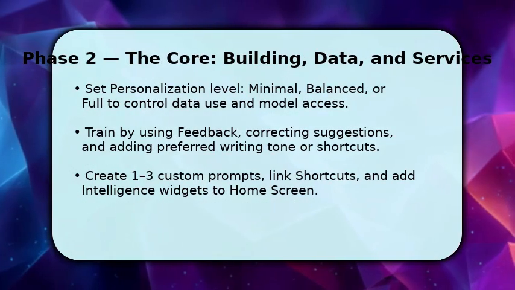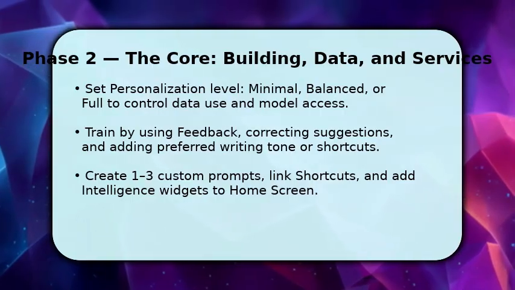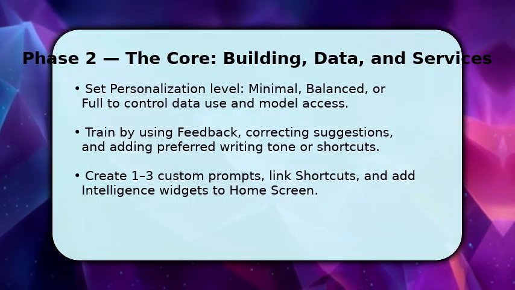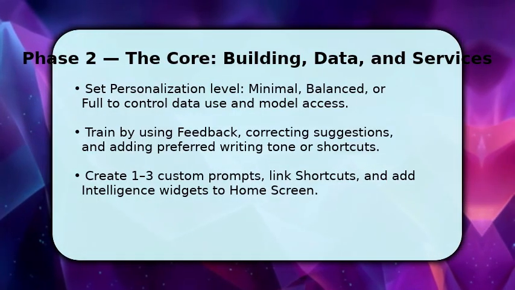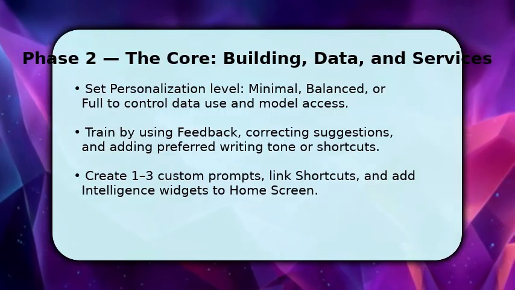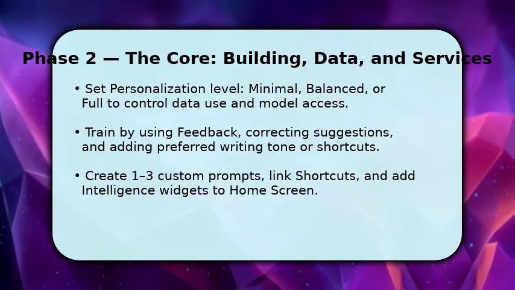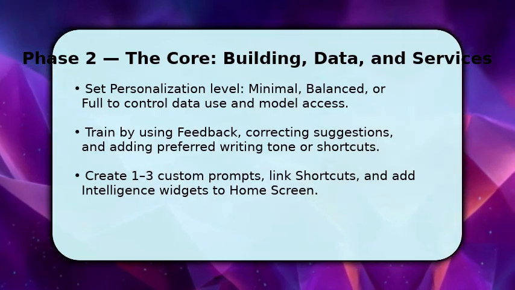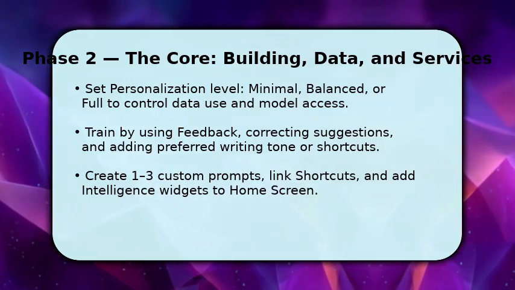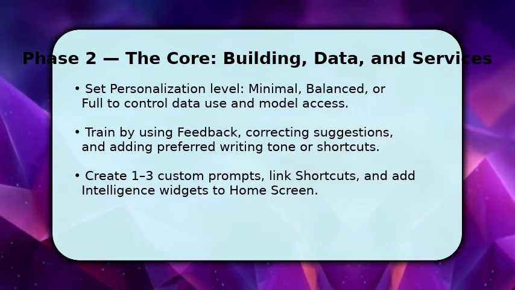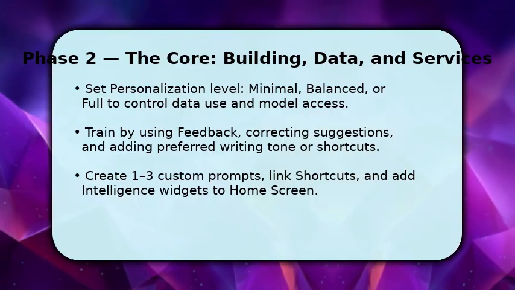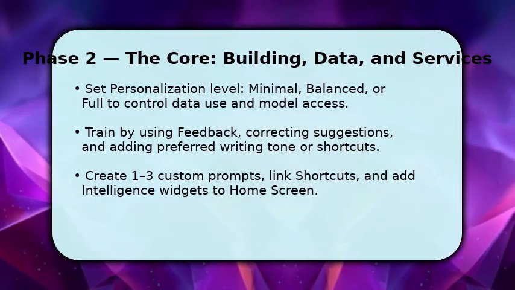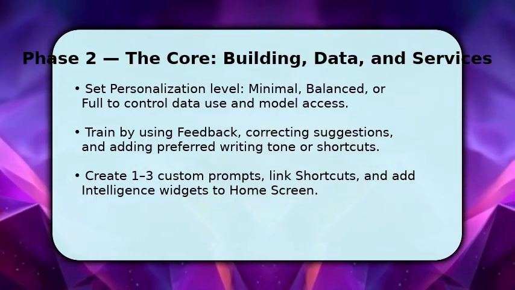Now you personalize how intelligence behaves because settings shape responses. Choose a personalization level, minimal if you want privacy, balanced for practical context, or full for richer suggestions. This controls data scope. Then train the assistant by interacting, accept or correct suggestions, label preferred tones, and save 1-3 custom prompts for repeat tasks. Once you connect shortcuts and add intelligence widgets to your home screen, the system learns workflows and speeds execution. This step refines accuracy and reduces friction in daily use.